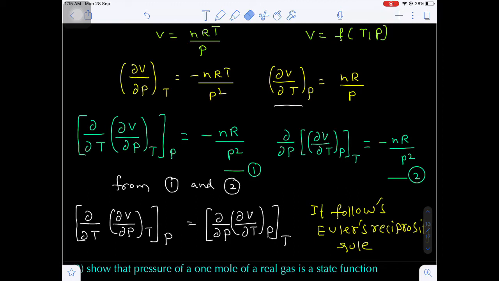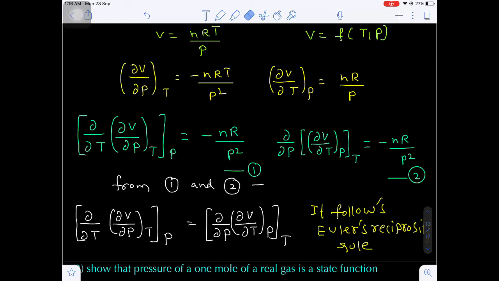Now come to the next one. It is the differentiation of V with respect to T, keeping pressure constant. Now the same function, differentiating with respect to P, keeping temperature constant. Are you getting my point? So here we are differentiating with respect to pressure. So nR constant, and the differentiation of 1 by x is minus 1 by x square, so minus 1 by p square.